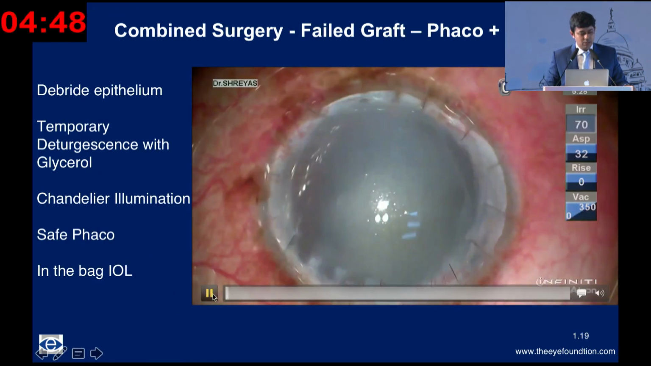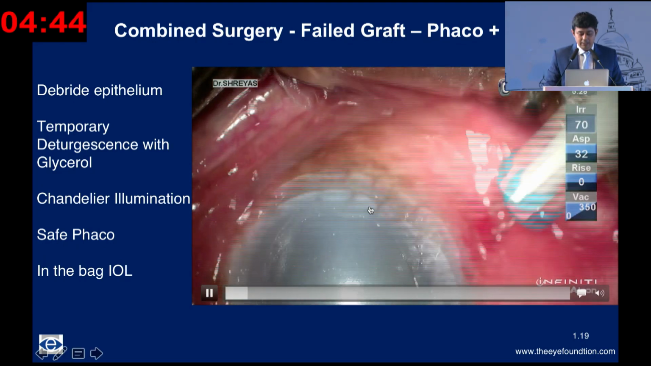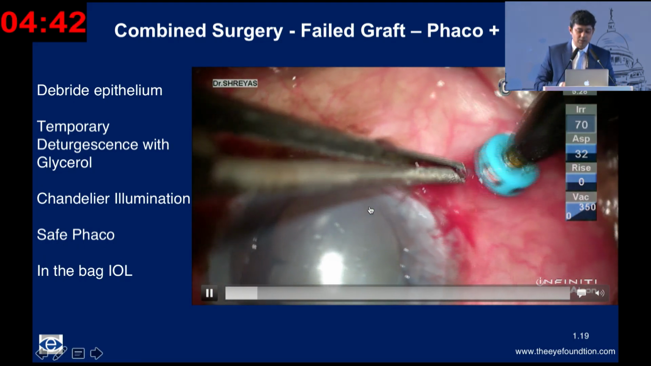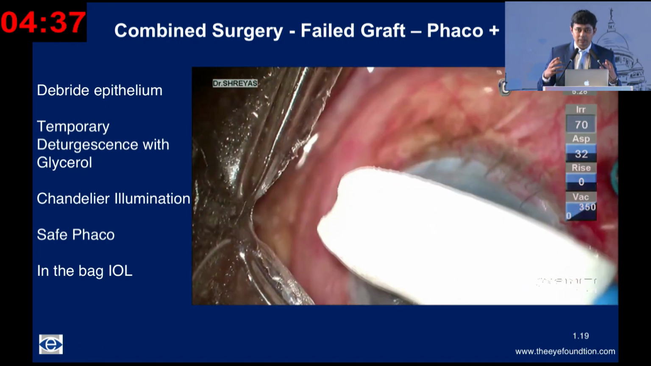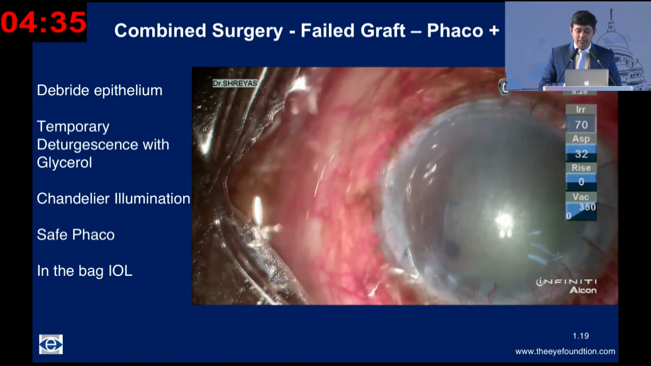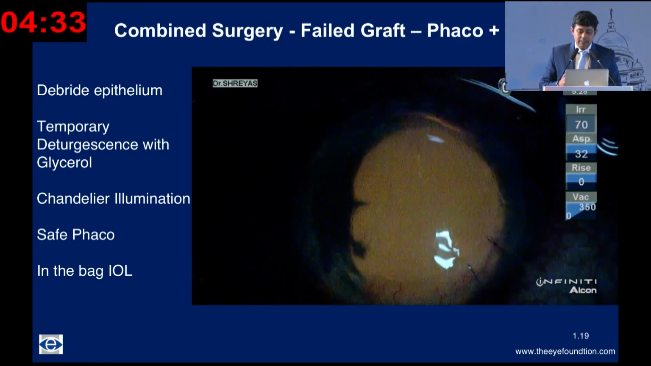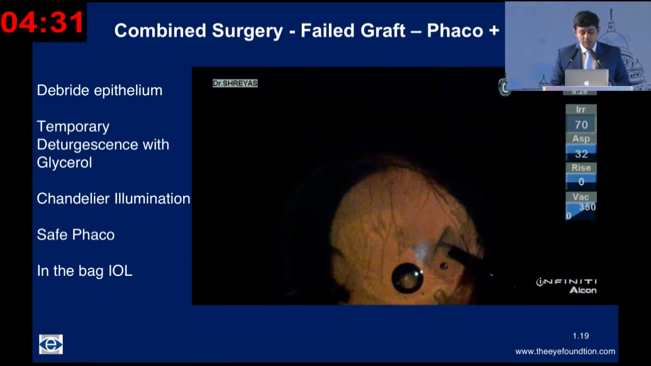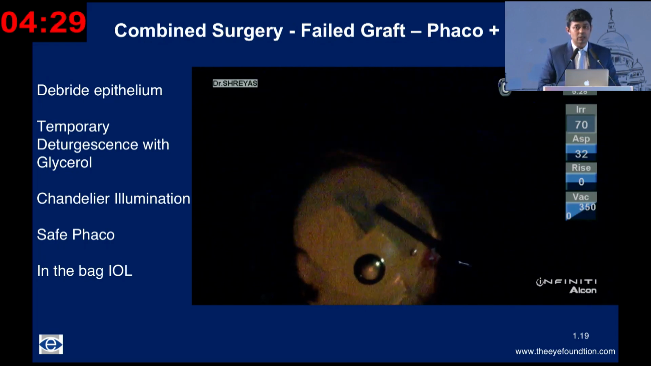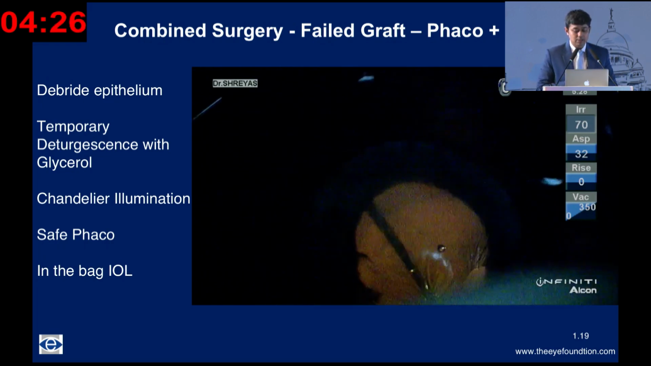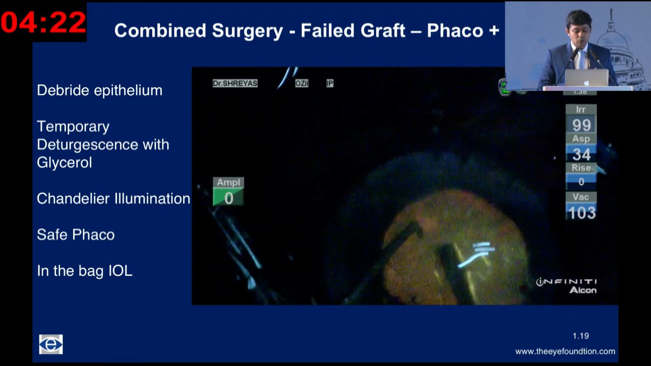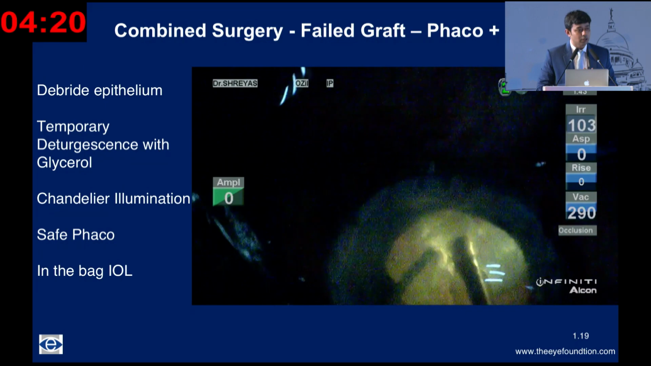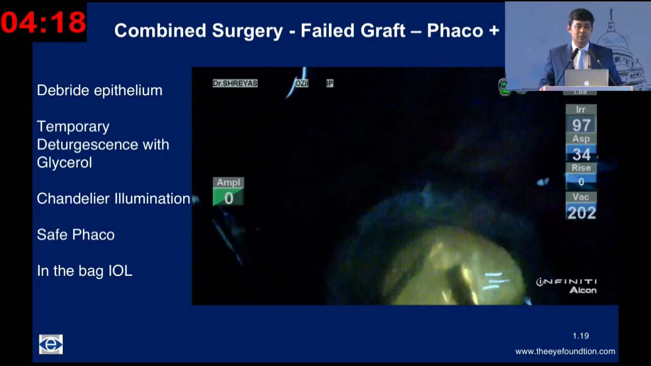This is another situation which I think Dr. Hemlata also showed very elegantly. It's a failed graft, and to improve visibility, you can debride the epithelium, you can use glycerol to temporarily deturgesce the stromal edema and improve visibility, and then also use chandelier illumination. The reason that it becomes even more important in combined cases is because doing a safe in-the-bag phaco, being able to implant an IOL in the bag is extremely important for the subsequent endothelial keratoplasty that you're going to do.